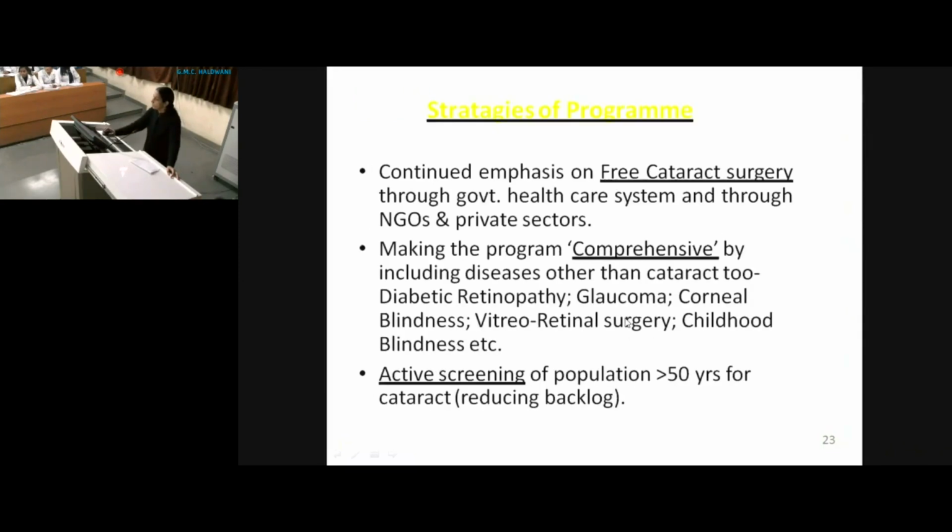What are the strategies of the program? Continued emphasis on free cataract surgery through the government healthcare system, NGOs and private sectors, making the program comprehensive by including diseases other than cataract, like diabetic retinopathy, glaucoma, corneal blindness, vitreoretinal surgery, childhood blindness. Active screening of the population more than 50 years for cataract.